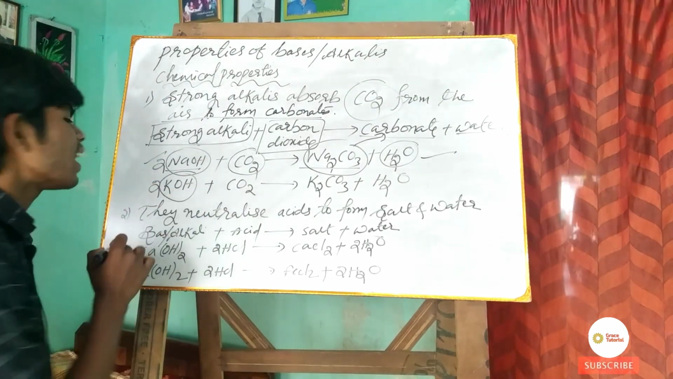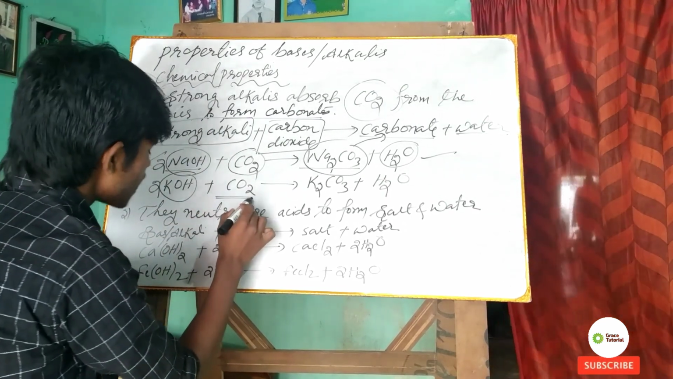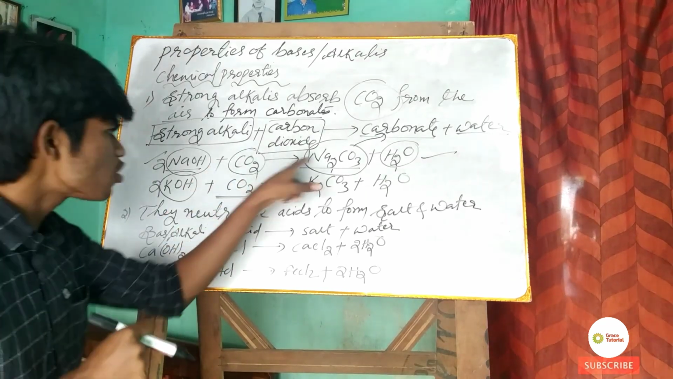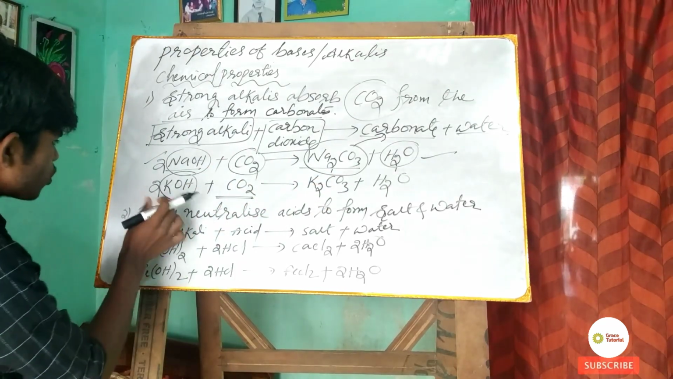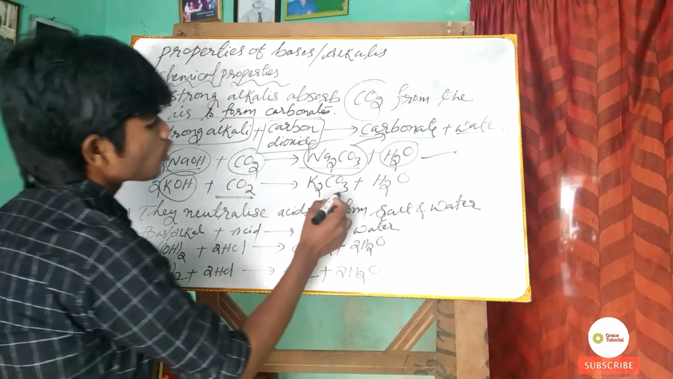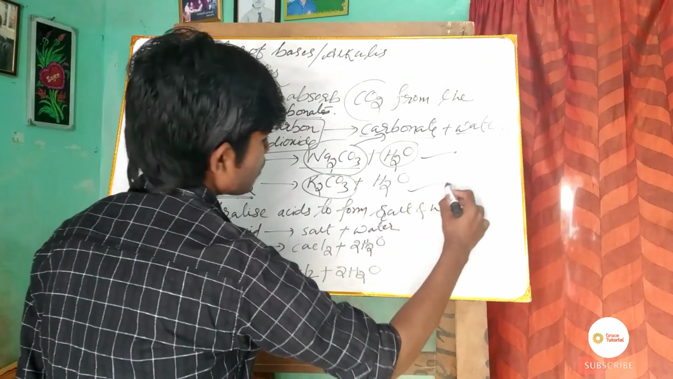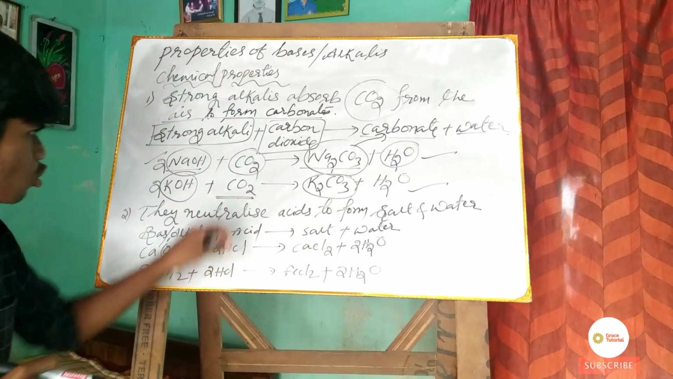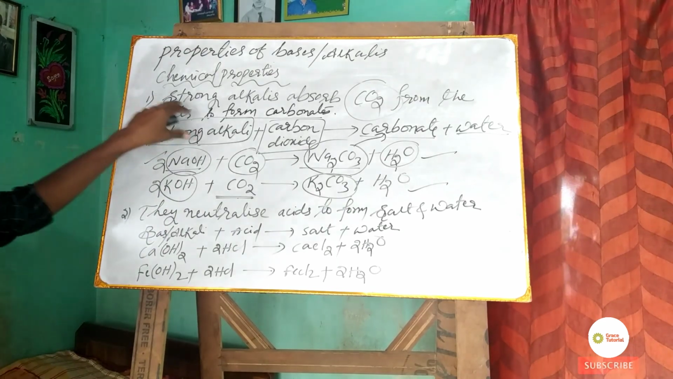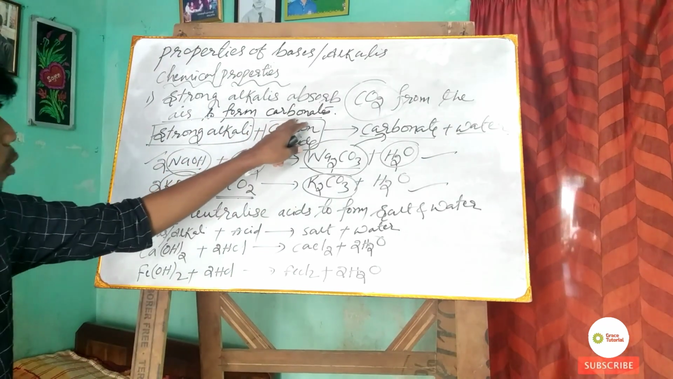Similarly, take potassium hydroxide, KOH. When this potassium hydroxide reacts with carbon dioxide, just as the sodium hydroxide absorbs the carbon dioxide to form the sodium carbonate, the potassium hydroxide absorbs the carbon dioxide to form the potassium carbonate, K2CO3, with the liberation of the water molecule. So that's all about the first chemical property, that is, the strong alkalis absorb the carbon dioxide from the air to form the carbonates.